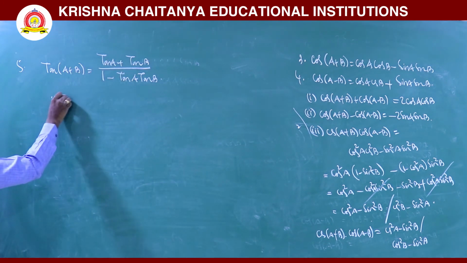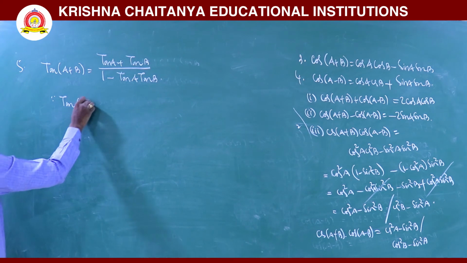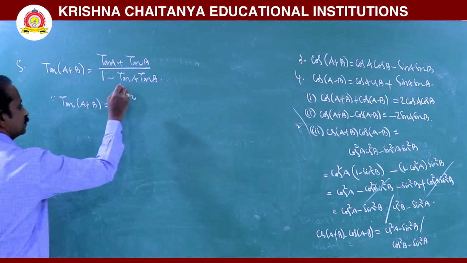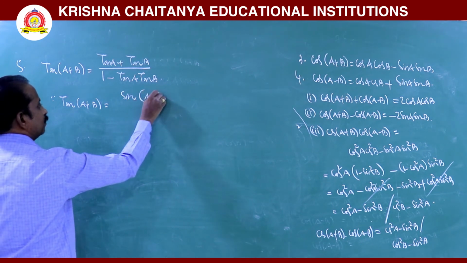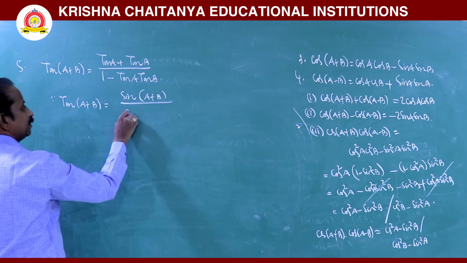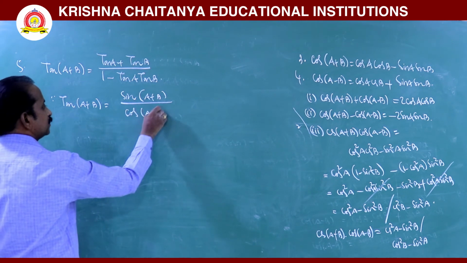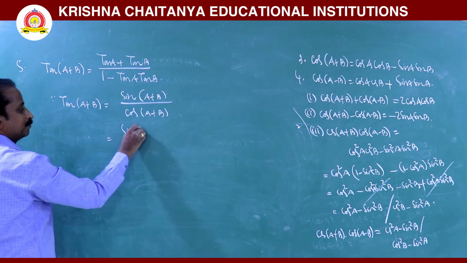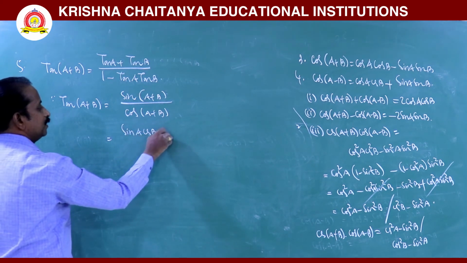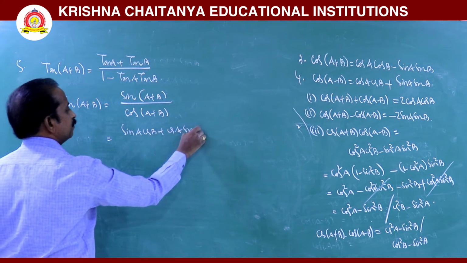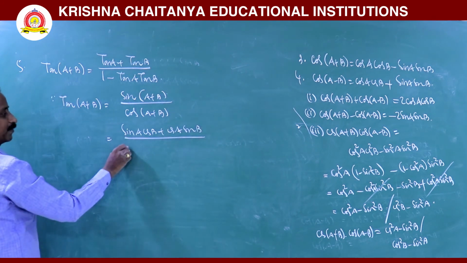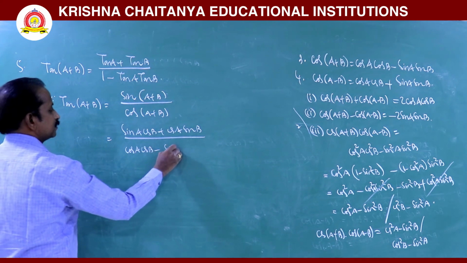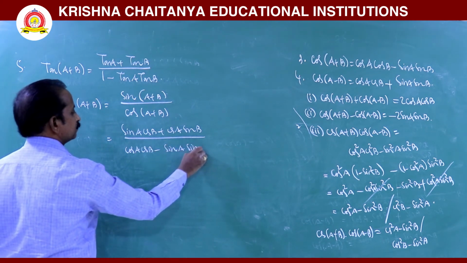We know that tan A plus B is in the form tan theta. Can I write tan theta as sin theta by cos theta? So, sin of A plus B divided by cos of A plus B. What is sin A plus B? Just now it is completed. Sin A cos B plus cos A sin B divided by cos of A plus B, which is cos A into cos B minus sin A into sin B.